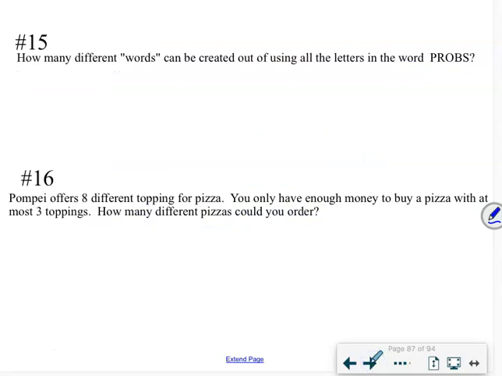Number 15. How many different words can be created out of using all the letters in the word probs? Okay, all those letters are different, and there's 5 letters there. So we're using all 5 of the letters in probs, which is 5 factorial, which we've had before, is 120.